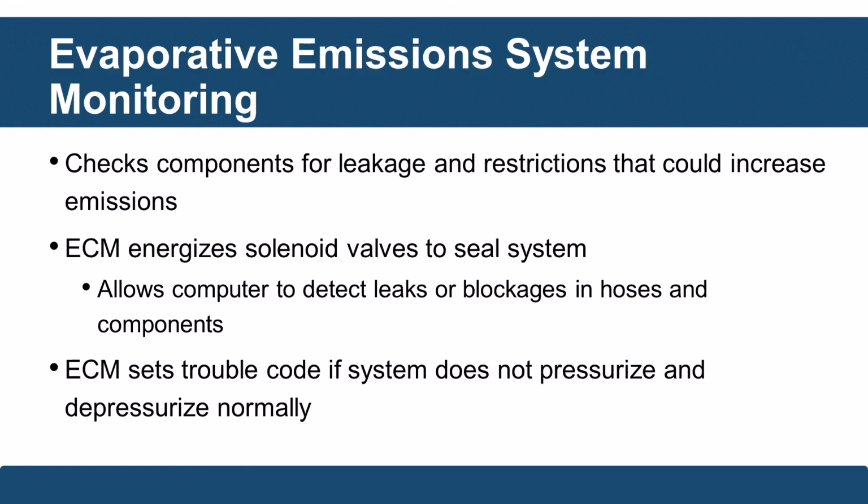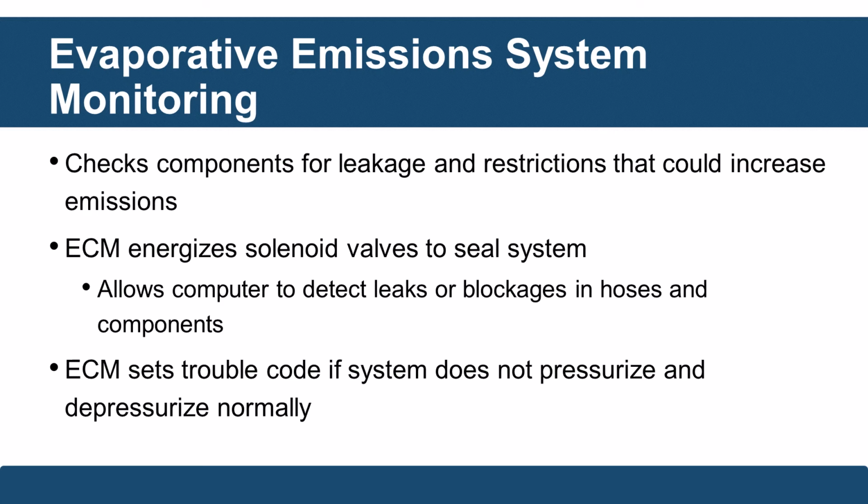Now, the evaporative emission system also has a monitor, and that's checking the components for leakage and restrictions that could potentially increase emissions. The ECM energizes the solenoid valves to seal the system. This is that back door I was talking about. It allows the computer to detect leaks or blockages by using that fuel tank pressure sensor.